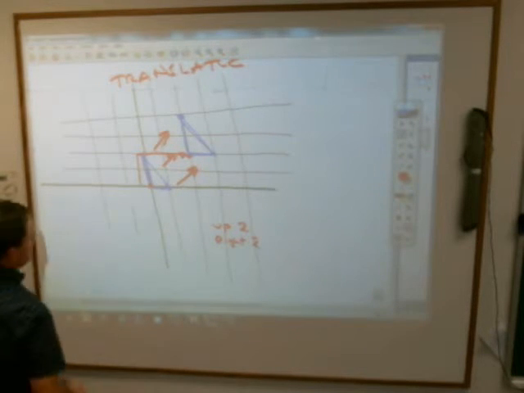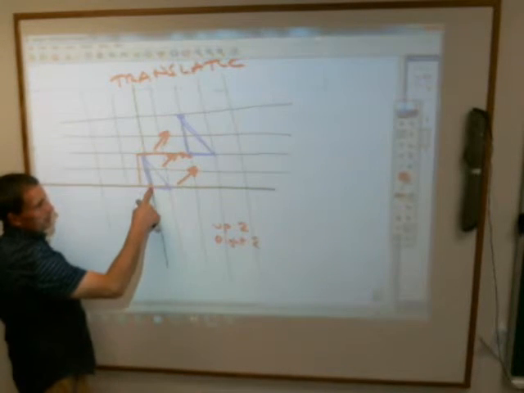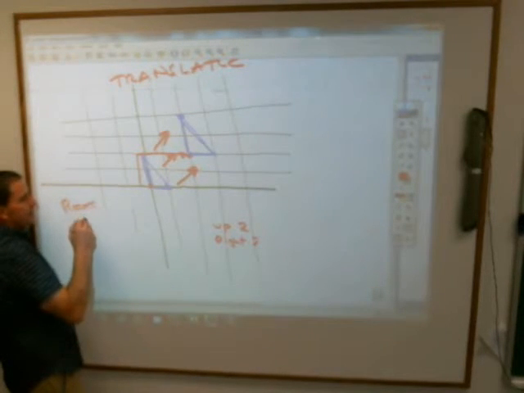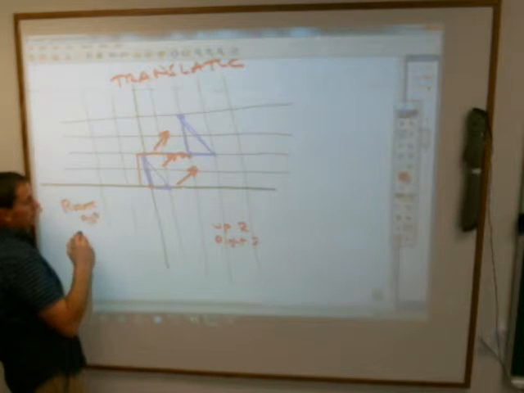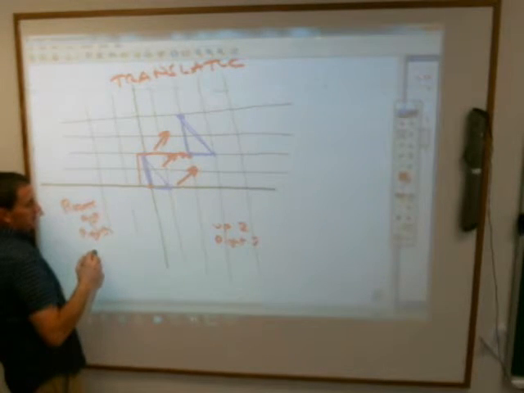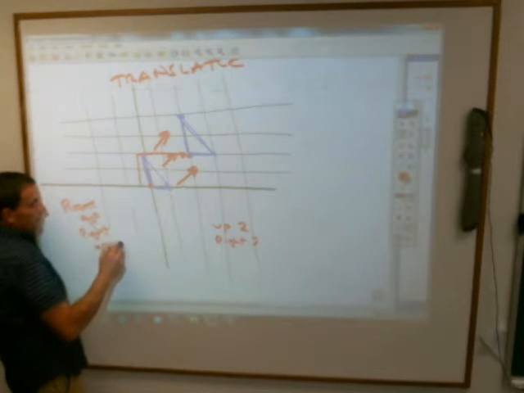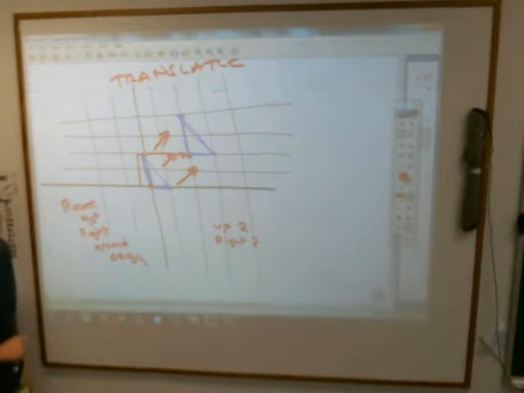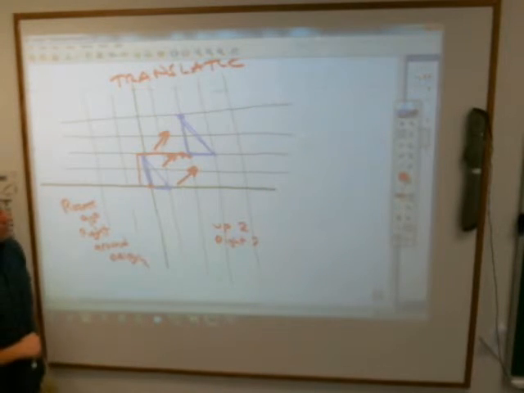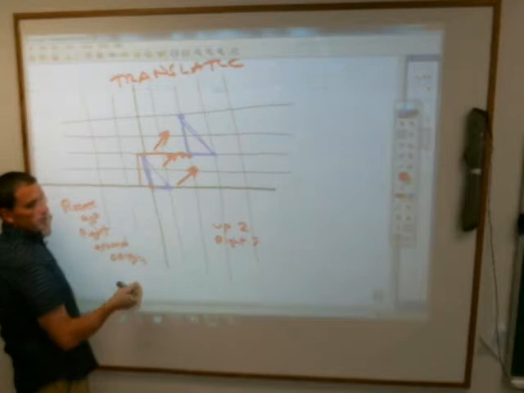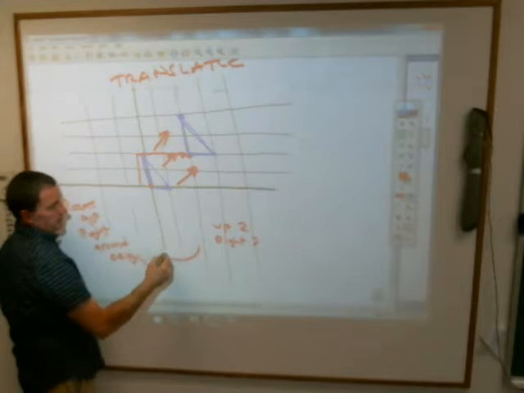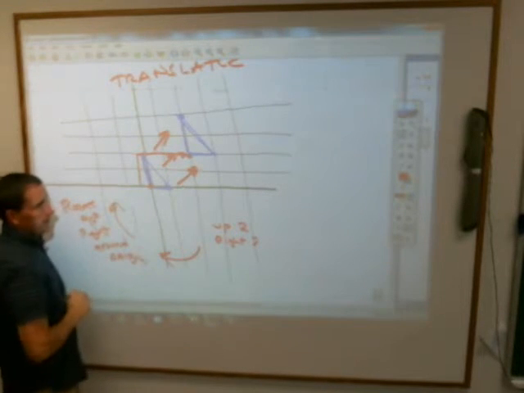Or, how about this? What if I was going to rotate this, rotate 90 degrees to the right around the origin? What would my new shape look like? Well, first of all, here's the origin. What are we doing? We are spinning it 90 degrees in this direction. So how does that work?